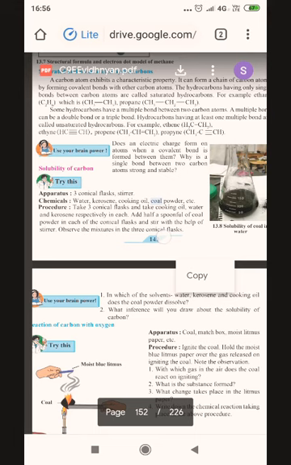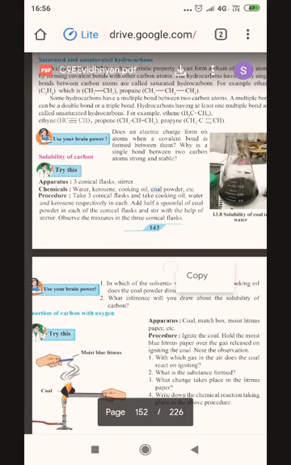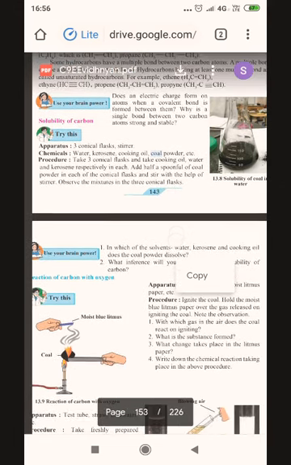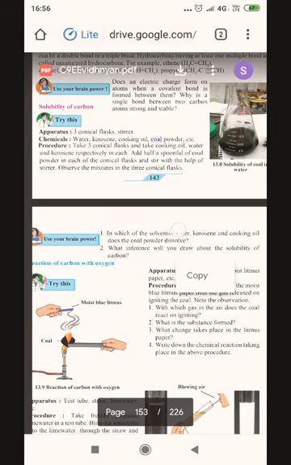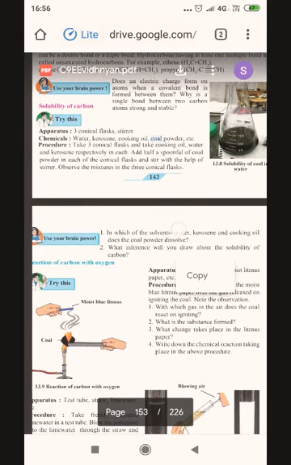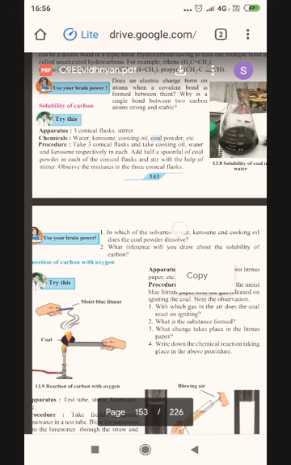Now, solubility of carbon. In order to know the solubility of carbon, one short demonstration is being performed. Apparatus: 3 conical flasks and a stirrer. Chemicals: water, kerosene, cooking oil, coal powder, etc. Procedure: take 3 conical flasks and take cooking oil, water, and kerosene respectively in each, and add half a spoonful of coal powder in each of the conical flasks. Stir with the help of the stirrer. Observe the mixture in the 3 conical flasks.